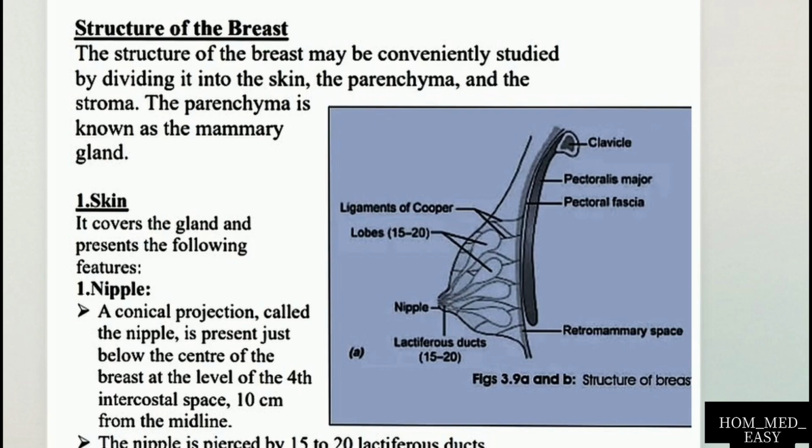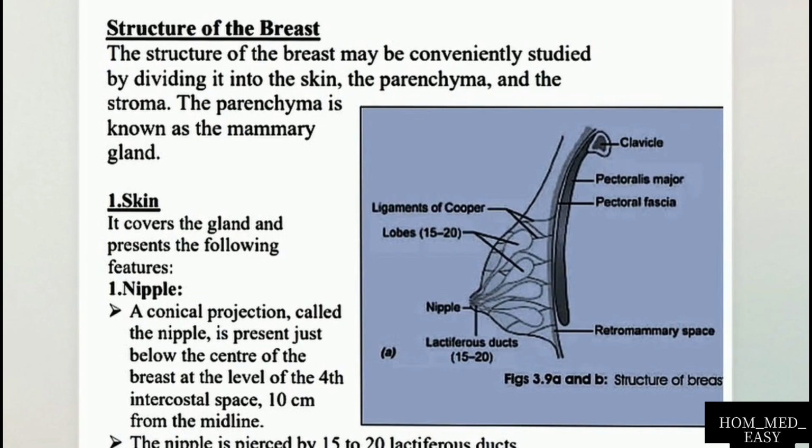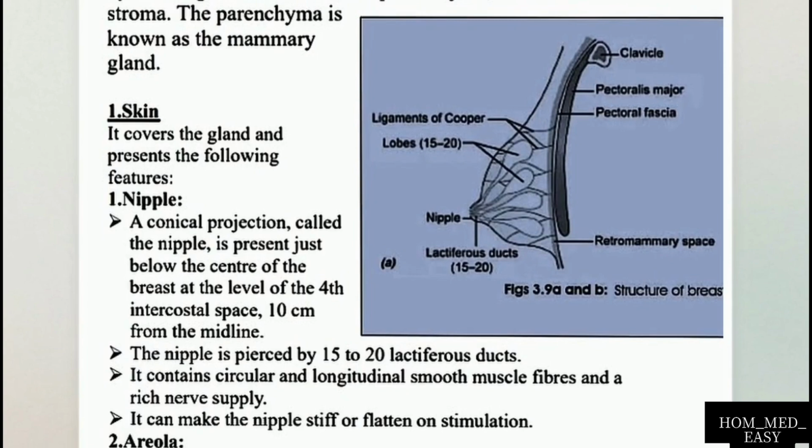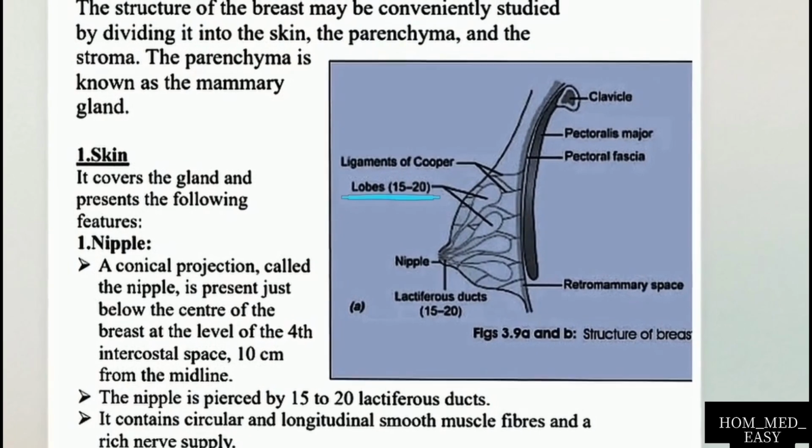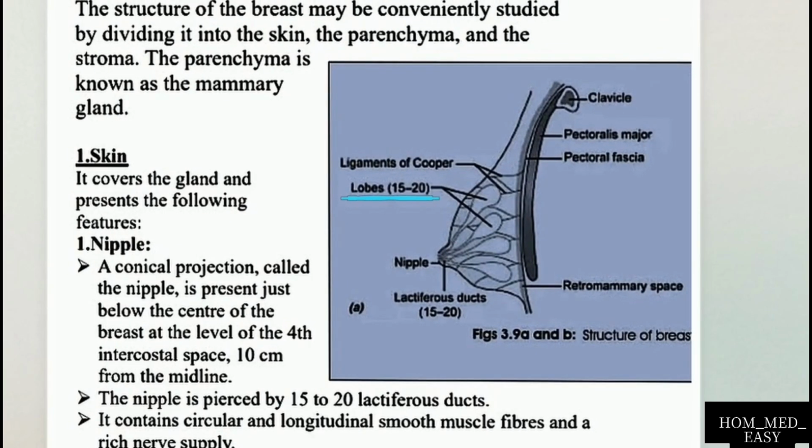These ligaments function as strict internal anchors. They tether the dermis of the overlying skin straight down to the deep pectoral fascia, bearing the weight of the tissue and maintaining the physical contour of the organ. Suspended within this fibrous scaffolding is the parenchyma. This is the functional mammary gland itself, categorized as a compound tubulo-alveolar gland and divided into 15 to 20 distinct lobes. Each lobe is essentially a cluster of alveoli designed to produce milk.